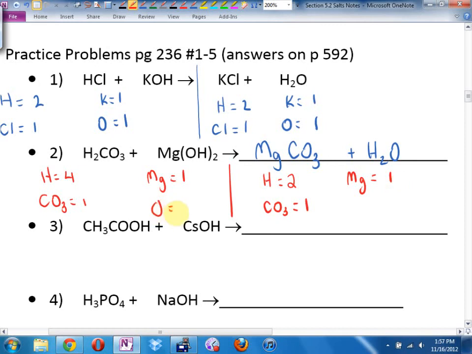How many? Now, I counted this O3 over here, so don't count it twice, Sarah. Just count this one. How many O's are there, Sarah? You say 2?